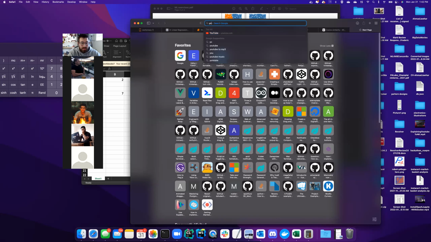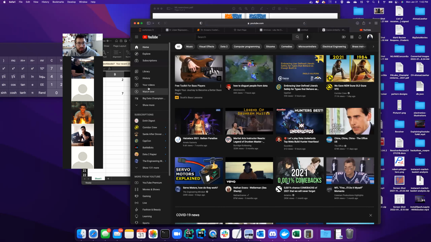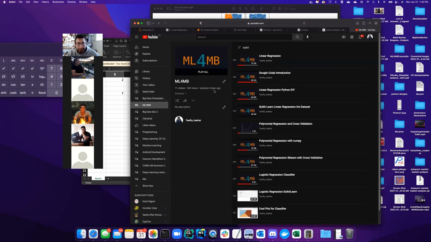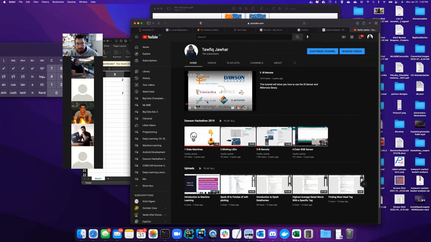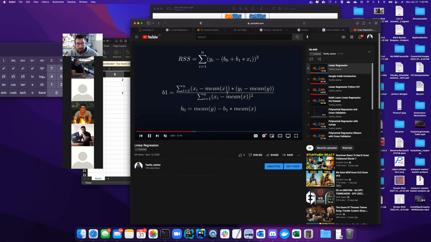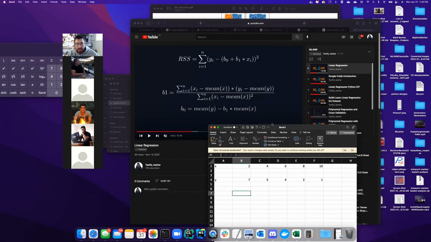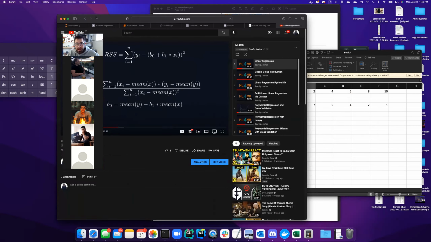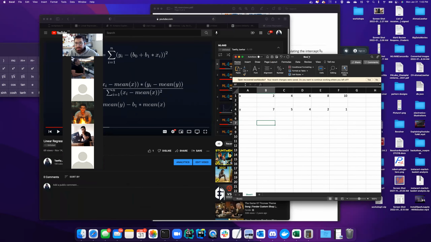So let me pull up the video and the calculation, the formula. Okay, so that's the formula for it. So for the linear equation, we'll have the intercept and we'll have the coefficient, which is the slope of the line. And I'm going to do this in Excel just to show you that it doesn't have to be a program or anything. You can just calculate the numbers.